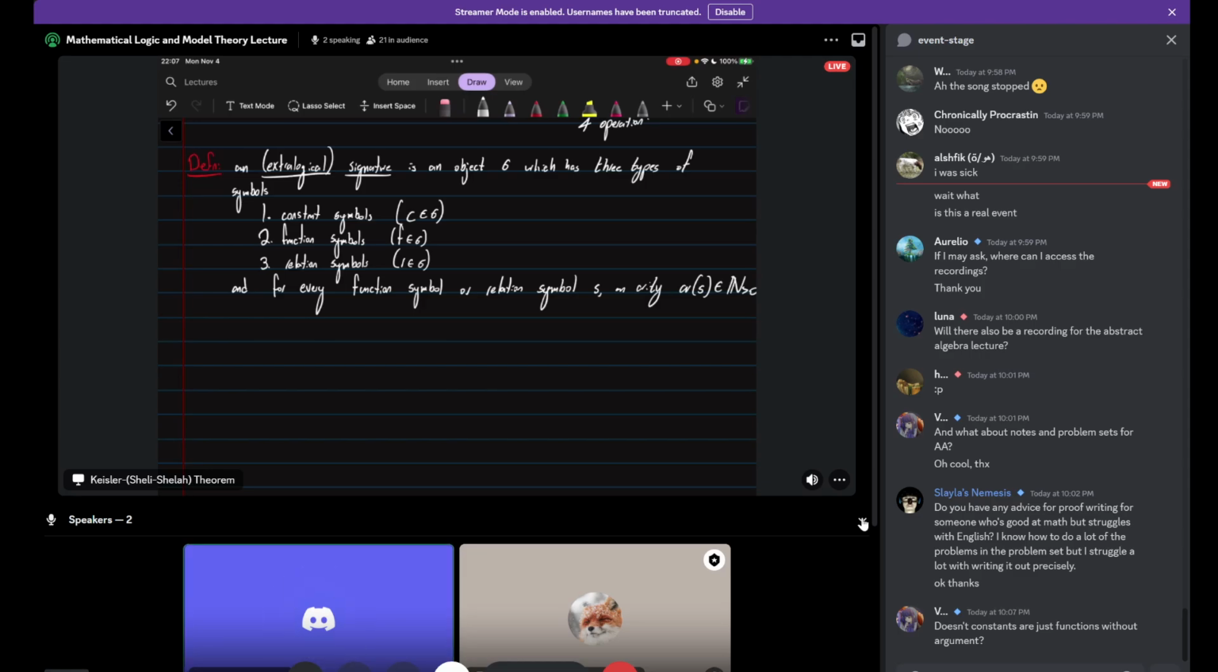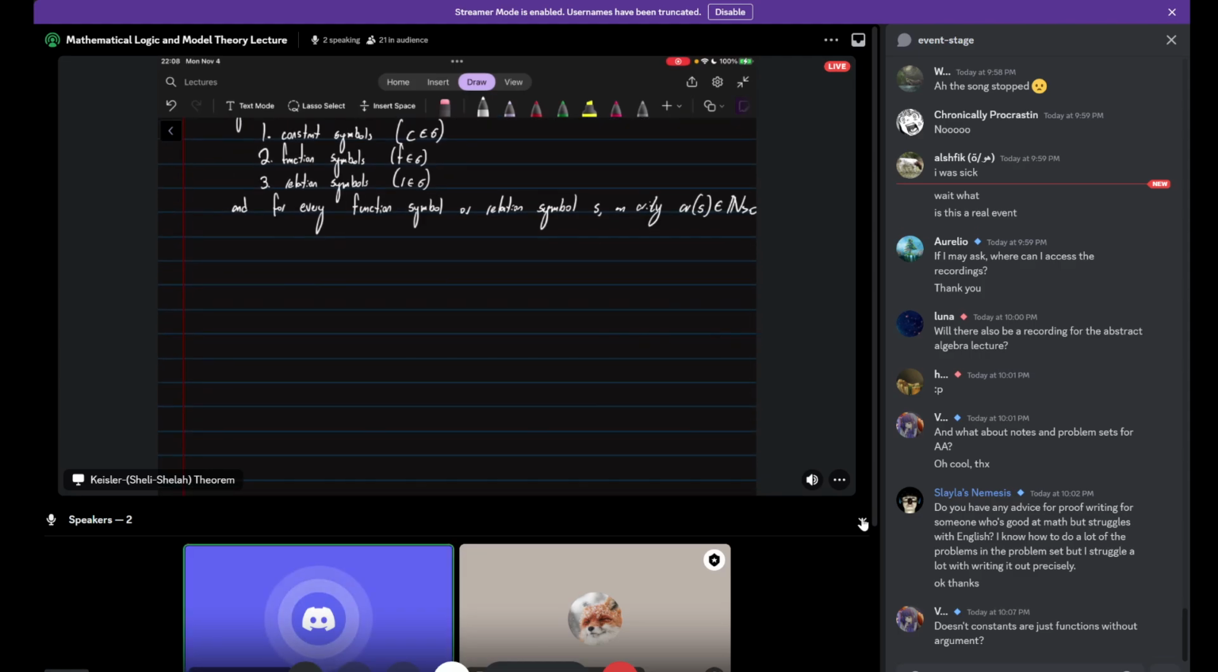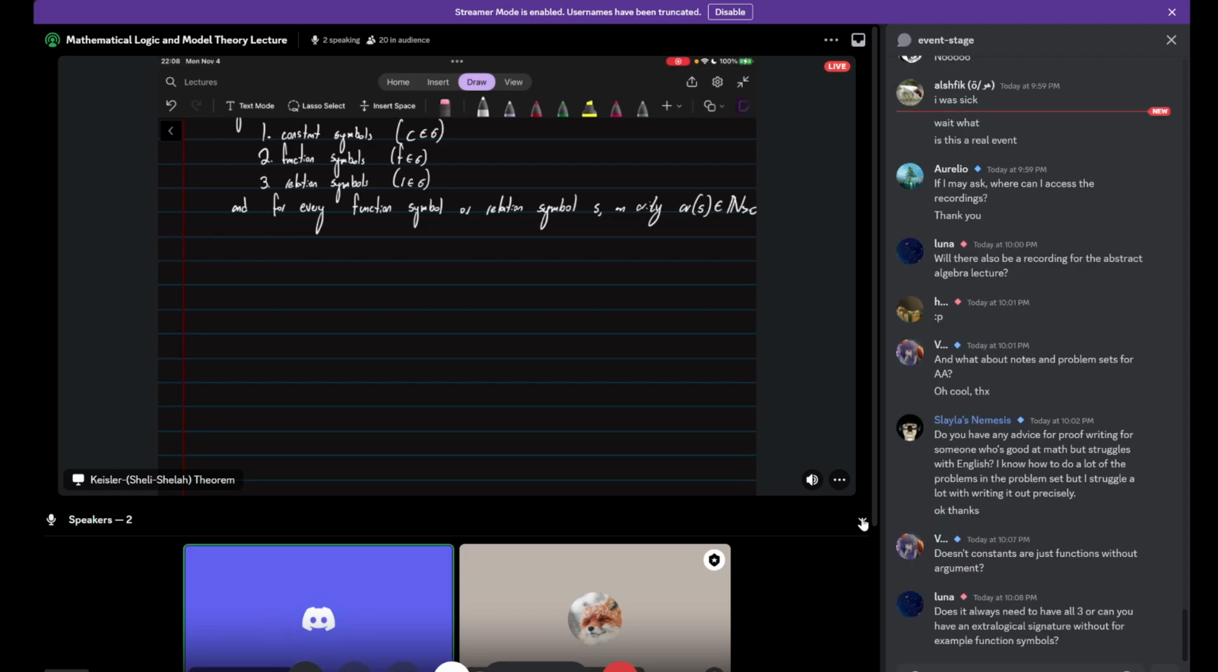Okay. So for example, we can look at the signature of fields or rings. They're over the same signature, which is plus, times, 0, 1, right?